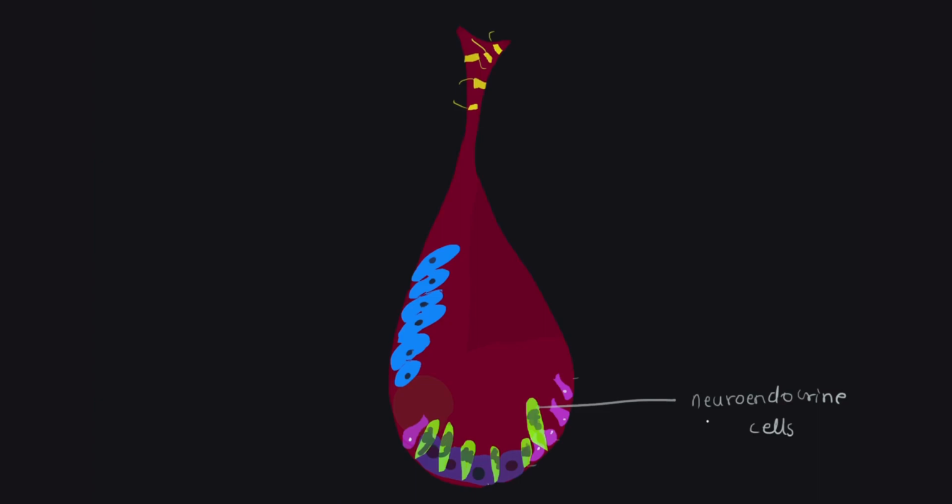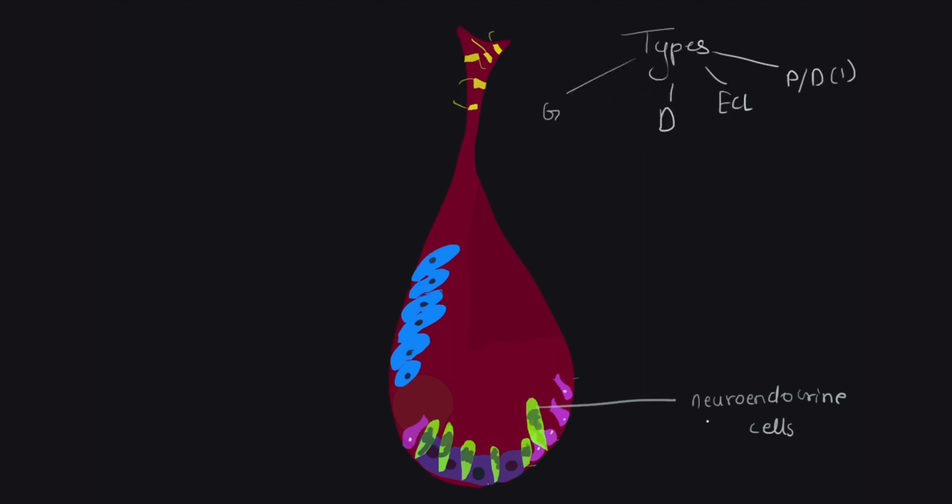So the last type of cells that we're going to be seeing here are the neuroendocrine cells. Neuroendocrine cells are big, large cells that are found at the basal area of the gland, and we can also say that these are the ones that are found in between sheath cells. They have an irregular nuclei and large secretory granules.